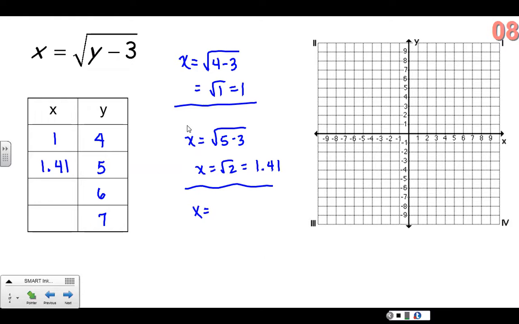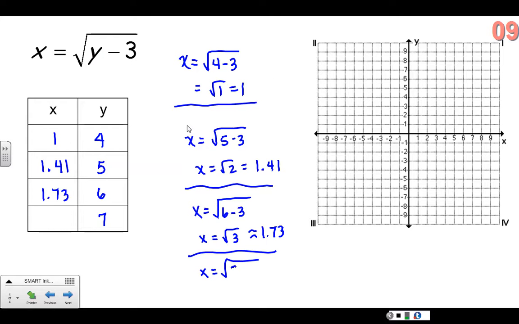X equals the square root of 6 minus 3, the square root of 3. Let's see, using my calculator, the square root of 3 comes out to be like 1.73. And then 7, let's try that last one. x equals the square root of 7 minus 3, which is the square root of 4, which we know is 2. So let's see if we can get an idea of what the graph of that equation is going to look like.